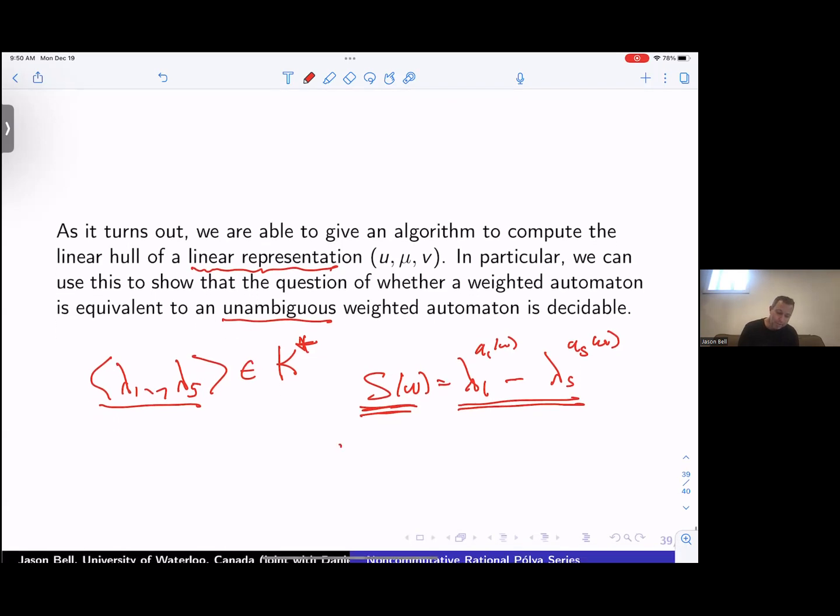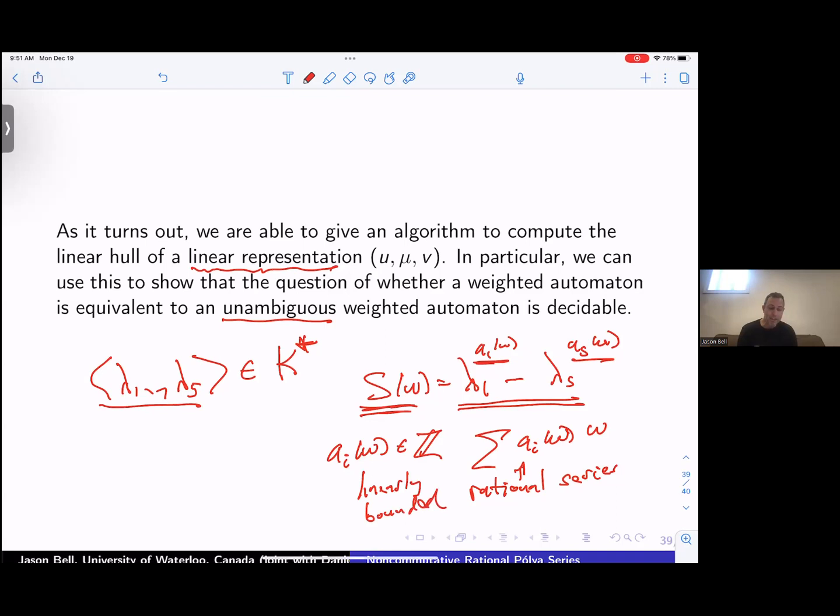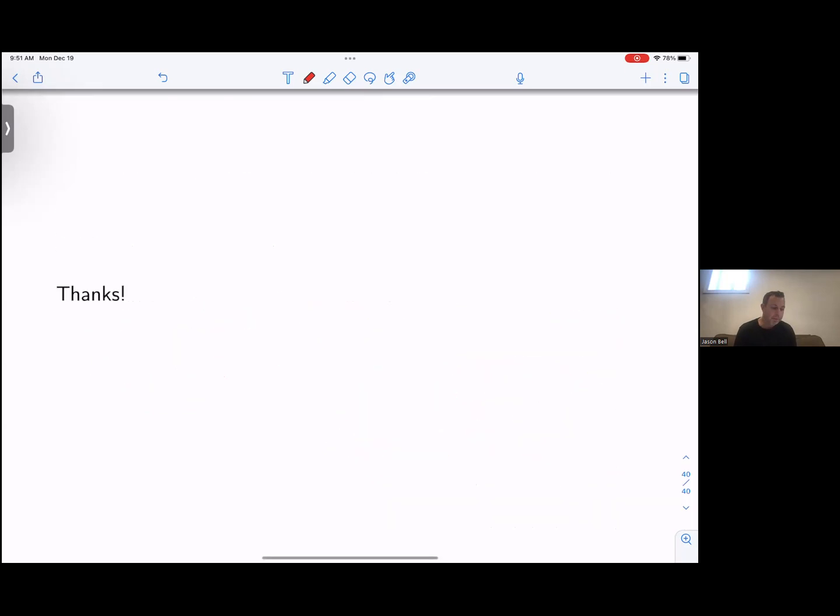And we can ask, what about these a_i(w)s? Well, these a_i(w)s are, of course, integers, but now this is going to be a rational series. The only other condition needed is that these are linearly bounded. They're not growing very quickly in terms of the length of w. So there is a nice analog in terms of the concrete description of Pólya. Anyway, that's all my time, so I'll say thanks. That's the end of the talk.